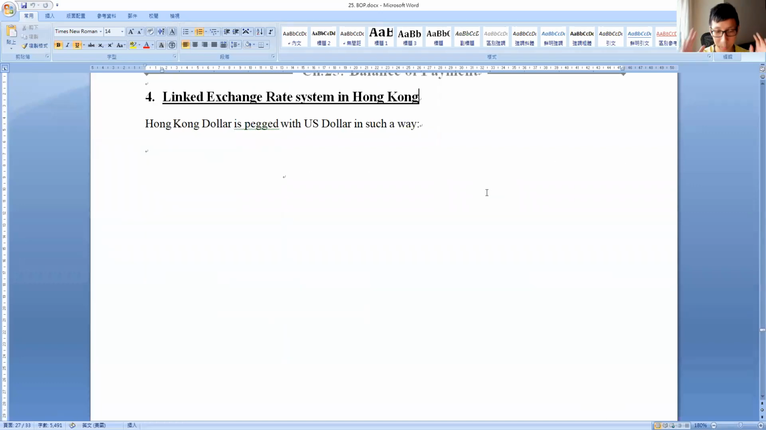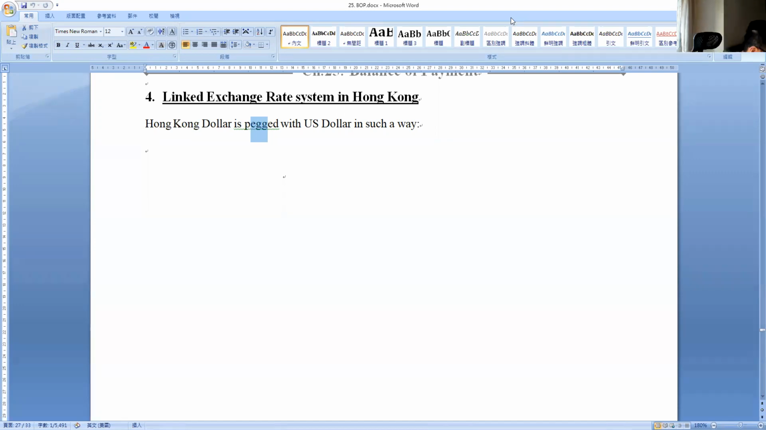Remember, we talk about there are two types of exchange rate system. One of them is floating, another one would be a so-called linked exchange rate system. And for Hong Kong, we are going to mainly go through the linked exchange rate system. But remember, as we go through the system, you will see that in fact it's a mix of both linked and floating exchange rate system.